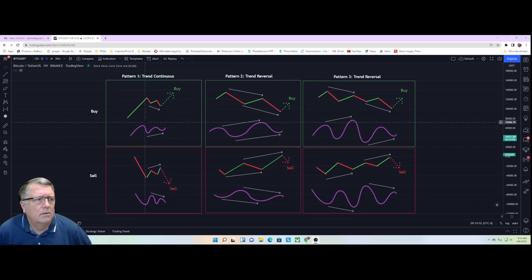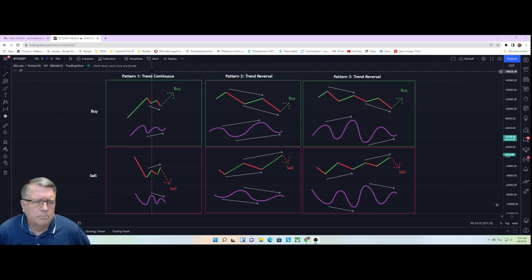Today I'm going to talk about the patterns that the oscillator provides with price. And so I've drawn this chart here. There are 6 panes in this chart showing the different patterns. So the top panes are the buy patterns, and the bottom panes are the sell patterns. And then we have a trend continuous pattern, a trend reversal pattern, and also another trend reversal pattern. So the first column are for fast moving markets, the second column are for a little bit slower moving markets, and the third column are for even slower moving markets.